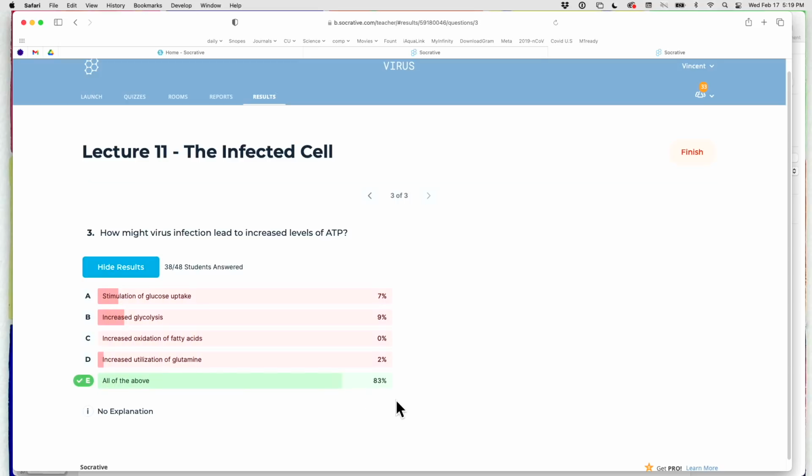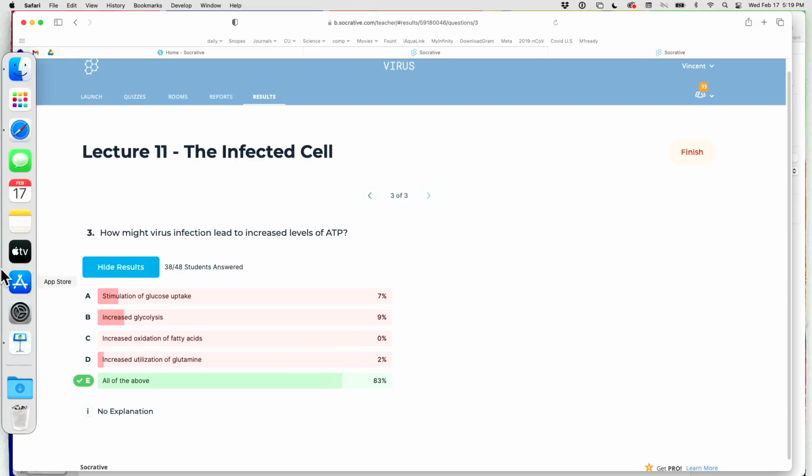And most of you got all of the above. That's correct. They're all right. You can get increased levels of ATP by stimulating glucose uptake. We saw an example of that: increased glycolysis, increased oxidation, increased utilization of glutamine, which goes into the TCA, the Krebs cycle, and replaces citrate if you take it out.